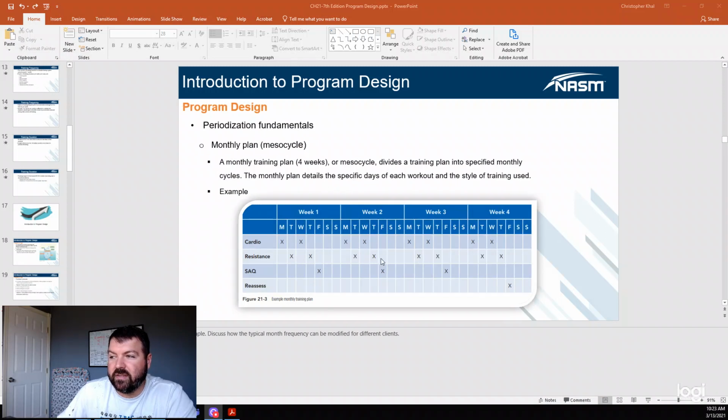Okay, this could be the mesocycle. So a monthly training plan, okay, 4 weeks, divided into a training plan for a specific monthly cycle. The monthly plan details the specific days of each workout and the style of training used. Okay, so this is again their mesocycle.